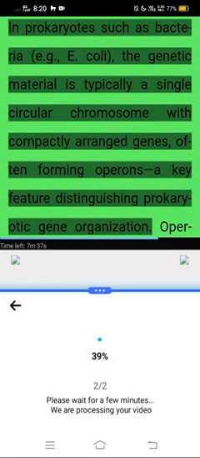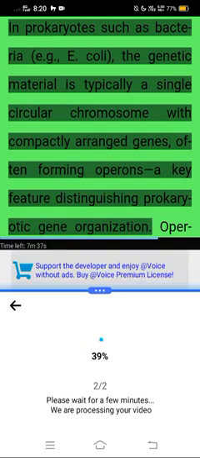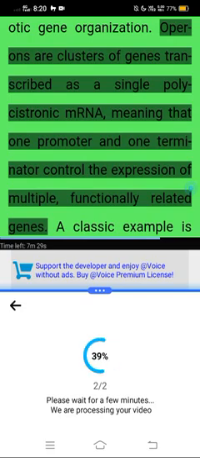In prokaryotes such as bacteria, e.g., E. coli, the genetic material is typically a single circular chromosome with compactly arranged genes, often forming operons, a key feature distinguishing prokaryotic gene organization. Operons are clusters of genes transcribed as a single polycistronic mRNA, meaning that one promoter and one terminator control the expression of multiple, function-related genes.